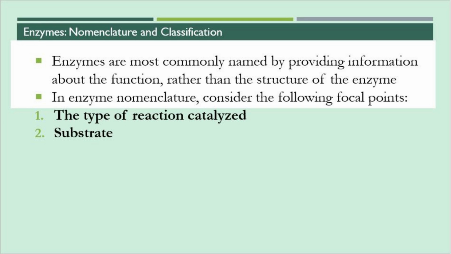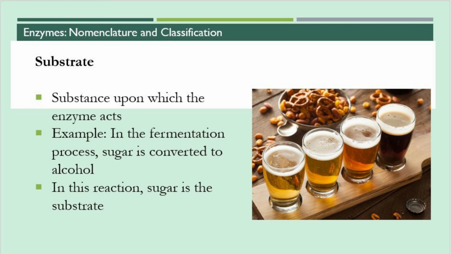rather than their structure. Now, in enzyme nomenclature, we consider the following focal points: the type of reaction catalyzed and the substrate that the enzyme is acting on. Okay. Substrate is the substance upon which the enzyme acts. For example, in the fermentation process, sugar is converted to alcohol. Now, in this particular example, sugar is the substrate.